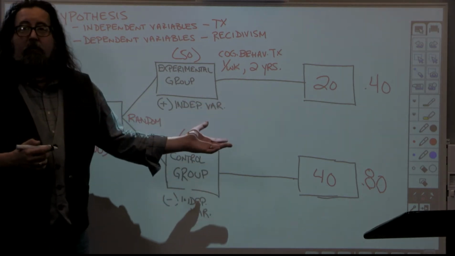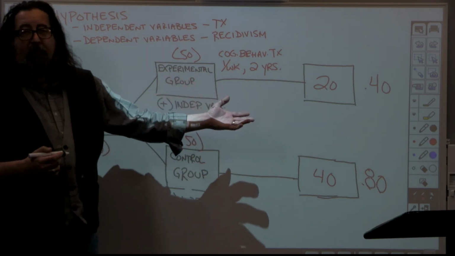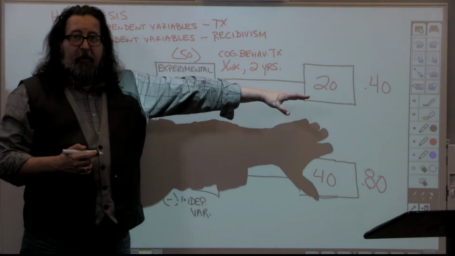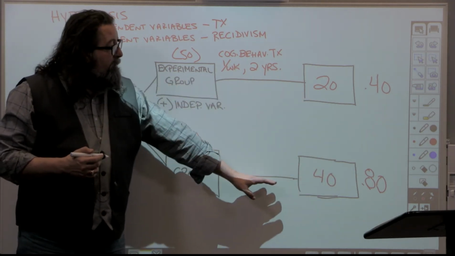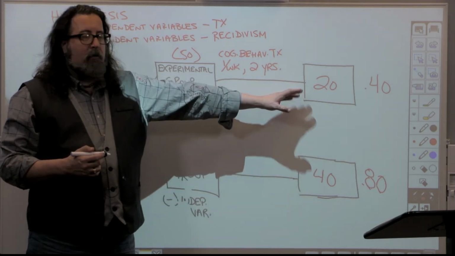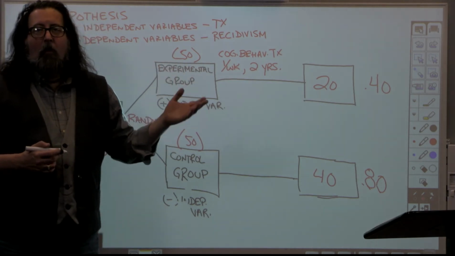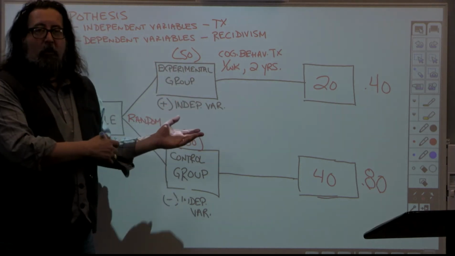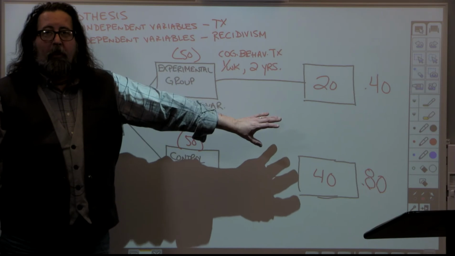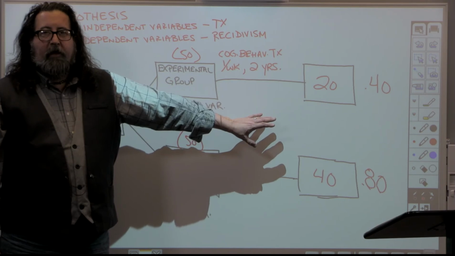At the end of our study, what do we know? Does this support our hypothesis? The answer is yes. Those who participated in treatment reoffended at a rate of 0.4. Those who did not participate in treatment reoffended at a rate of 0.8. 0.4 is half of 0.8. So our hypothesis that engaging in treatment lowers recidivism appears to be true. It's supported by our research. In fact, overwhelmingly supported. We can conclude that the reoffense rate drops by 50% when people successfully engage in treatment.